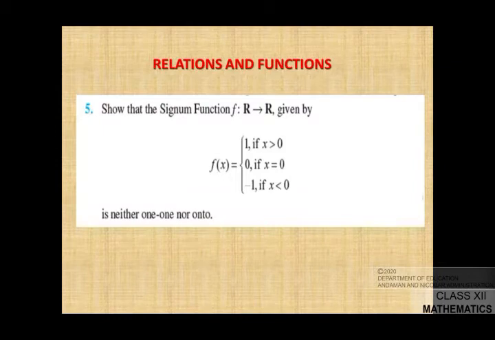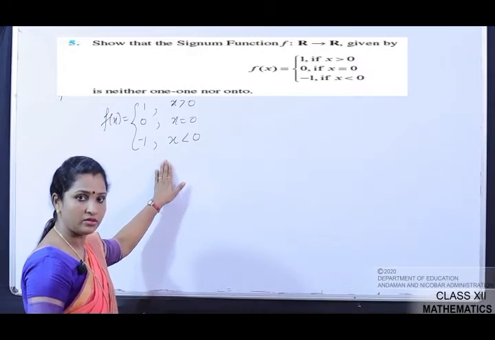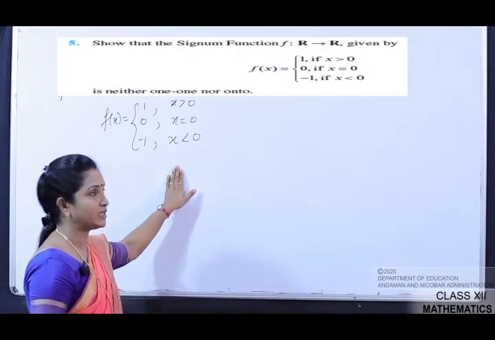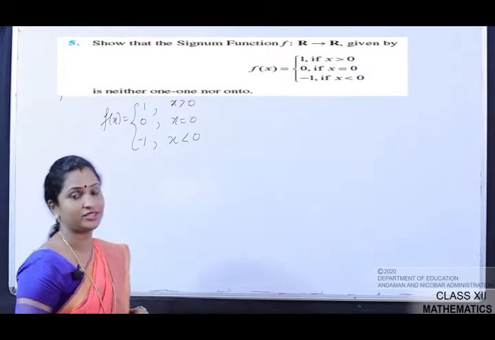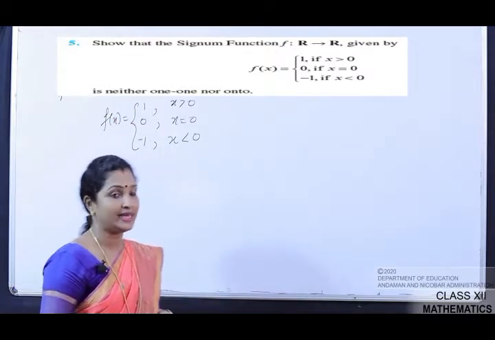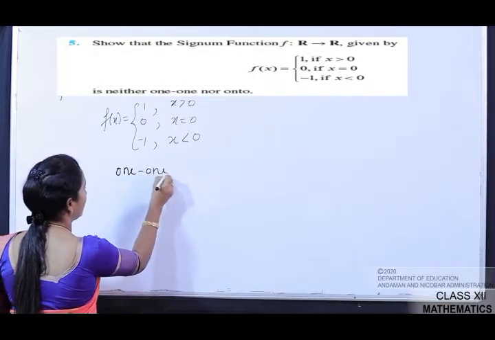Show that the signum function f mapping from R to R given by f(x) is equal to 1 if x greater than 0, 0 if x is equal to 0 and -1 if x is less than 0 is neither 1 1 nor onto. Now see here also it's again a very simple question और signum function you have already learned in 11th class. यहाँ पे देखिए आप ऐसे ही numbers को देखकर ये बता सकते हैं कि function क्या है, 1 1 नहीं है. Now how to prove it is not 1 to 1?